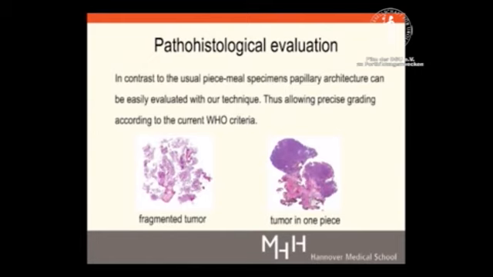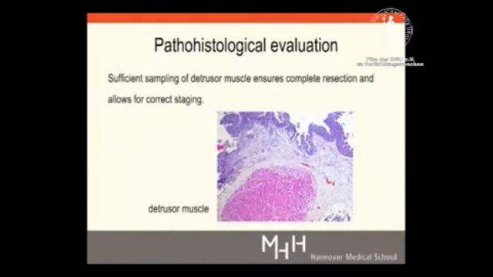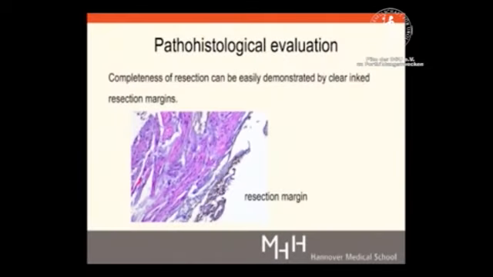In contrast to the usual piecemeal specimens, papillary architecture can be easily evaluated with our technique, thus allowing precise grading according to the current WHO criteria. Sufficient sampling of detrusor muscle ensures complete resection and allows for correct staging. Completeness of resection can be easily demonstrated by clear inked resection margins.